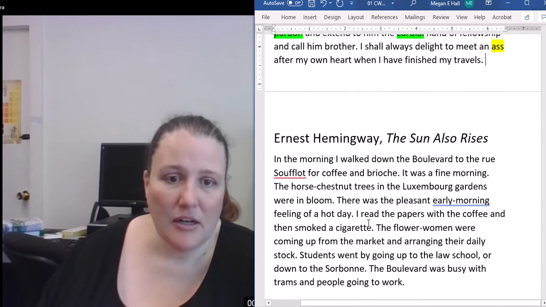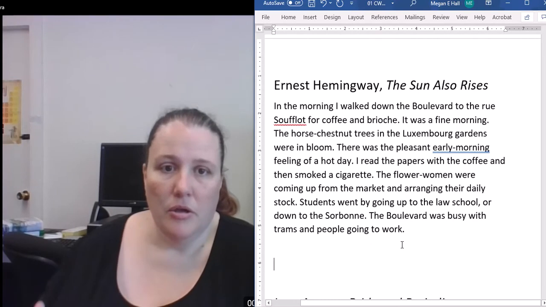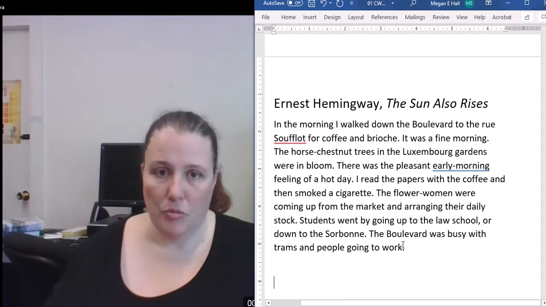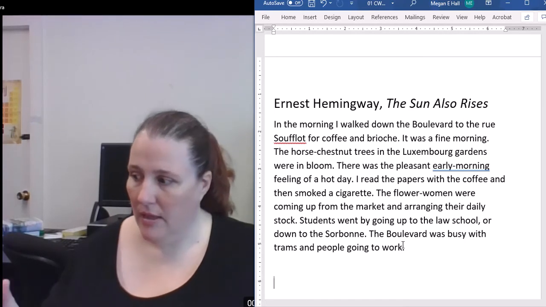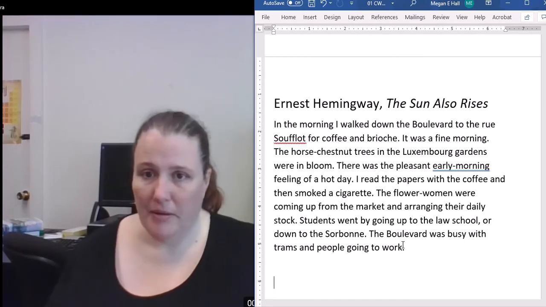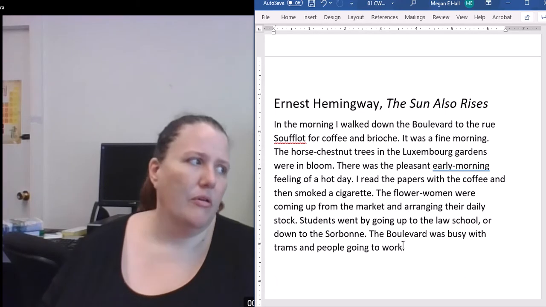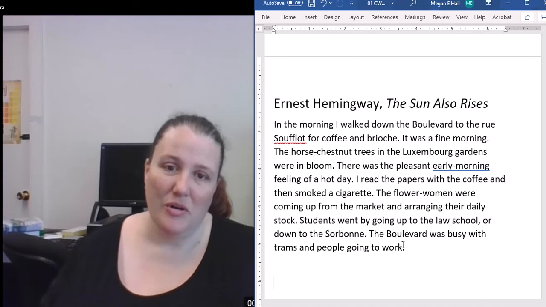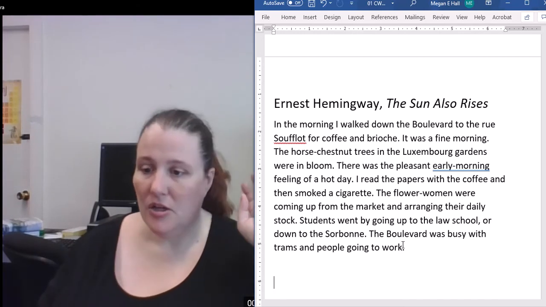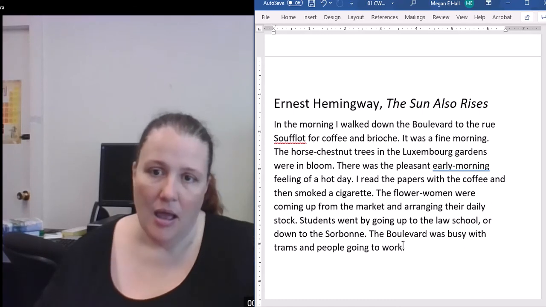Ernest Hemingway, The Sun Also Rises. Now, Hemingway is known for shorter sentences that are to the point. I think that sometimes people think that means that you can't have imagery, but imagery does not always have to be long, flowery, descriptive sentences. So stylistically, what I'd like you to notice here, how he's using shorter sentences that are to the point and yet still create an image for the reader.